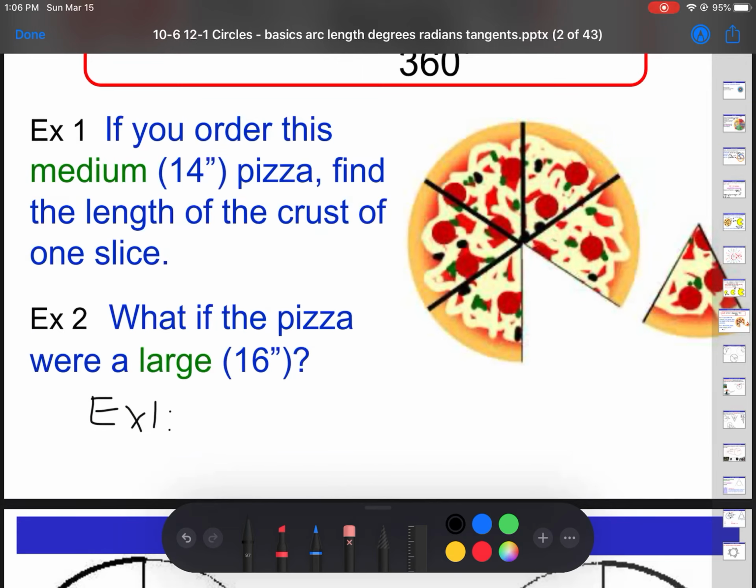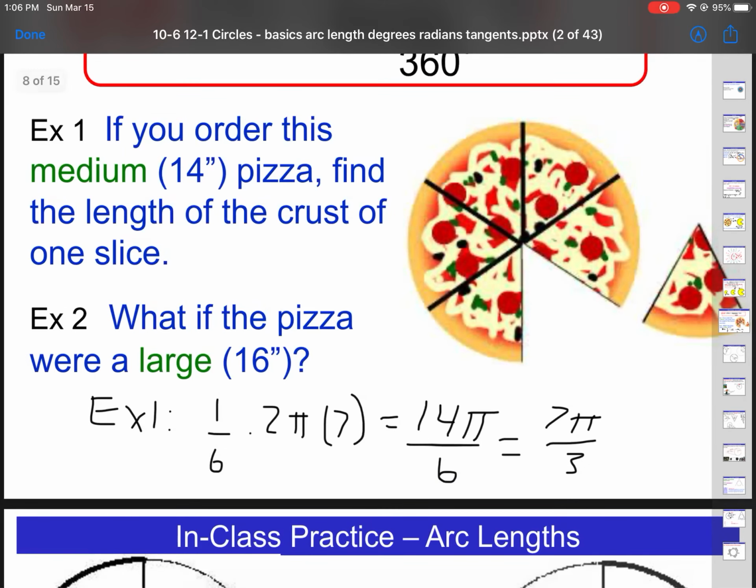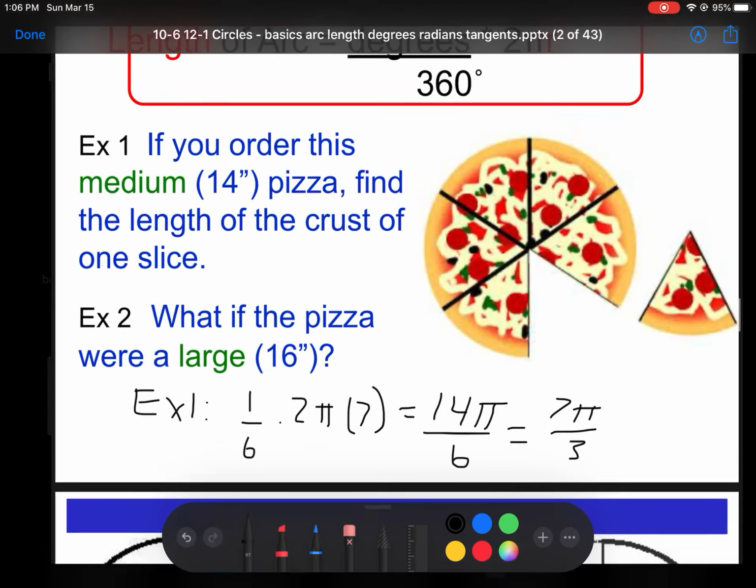So example 1. So 1/6 of the total times 2 pi times, I think I made an error, yeah, times 2 pi, so the 14-inch pizza is the total, so that should be 7, yeah, so we get 14 pi over 6, which we get 7 pi over 3. And for the second example, I'll let you guys do that one on your own, but same concept.